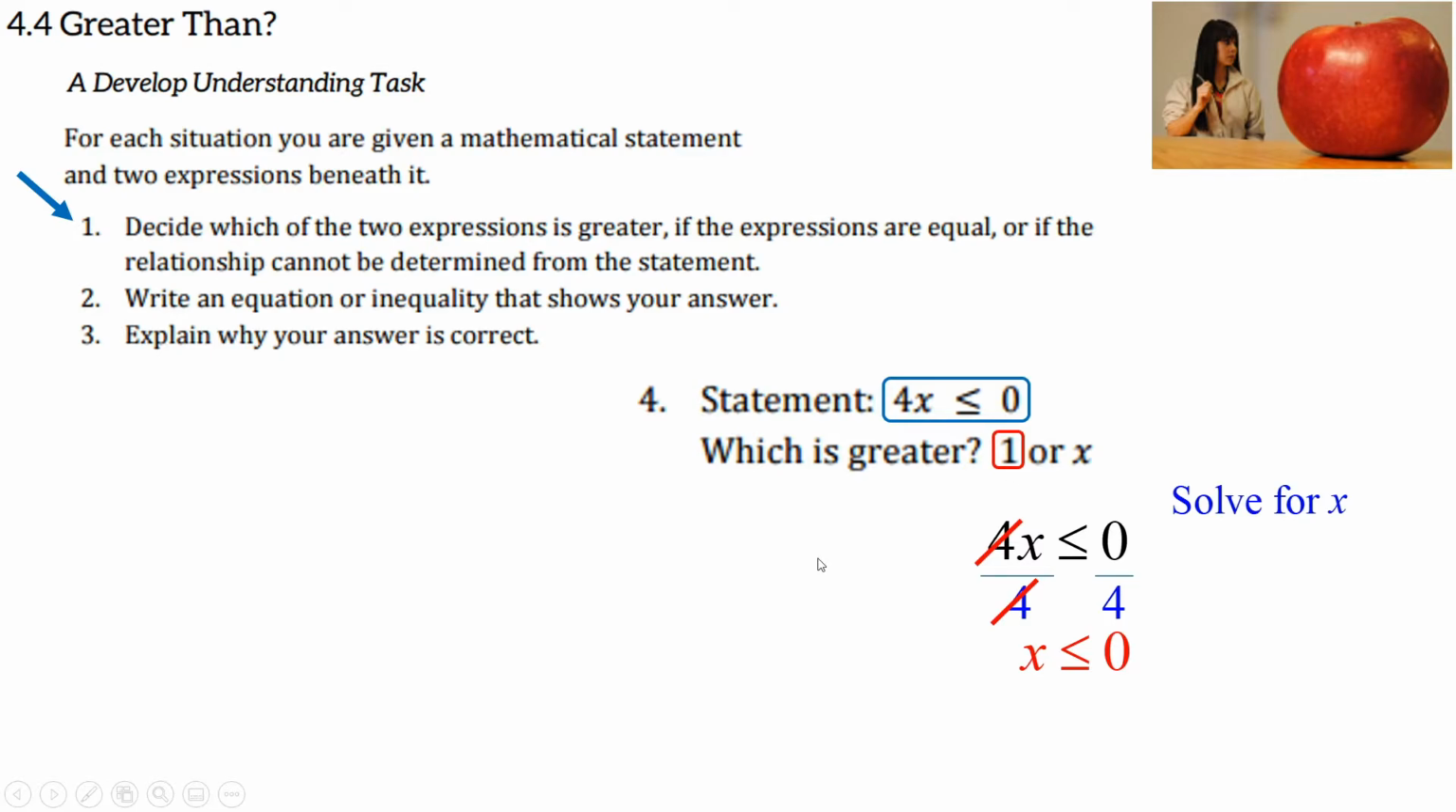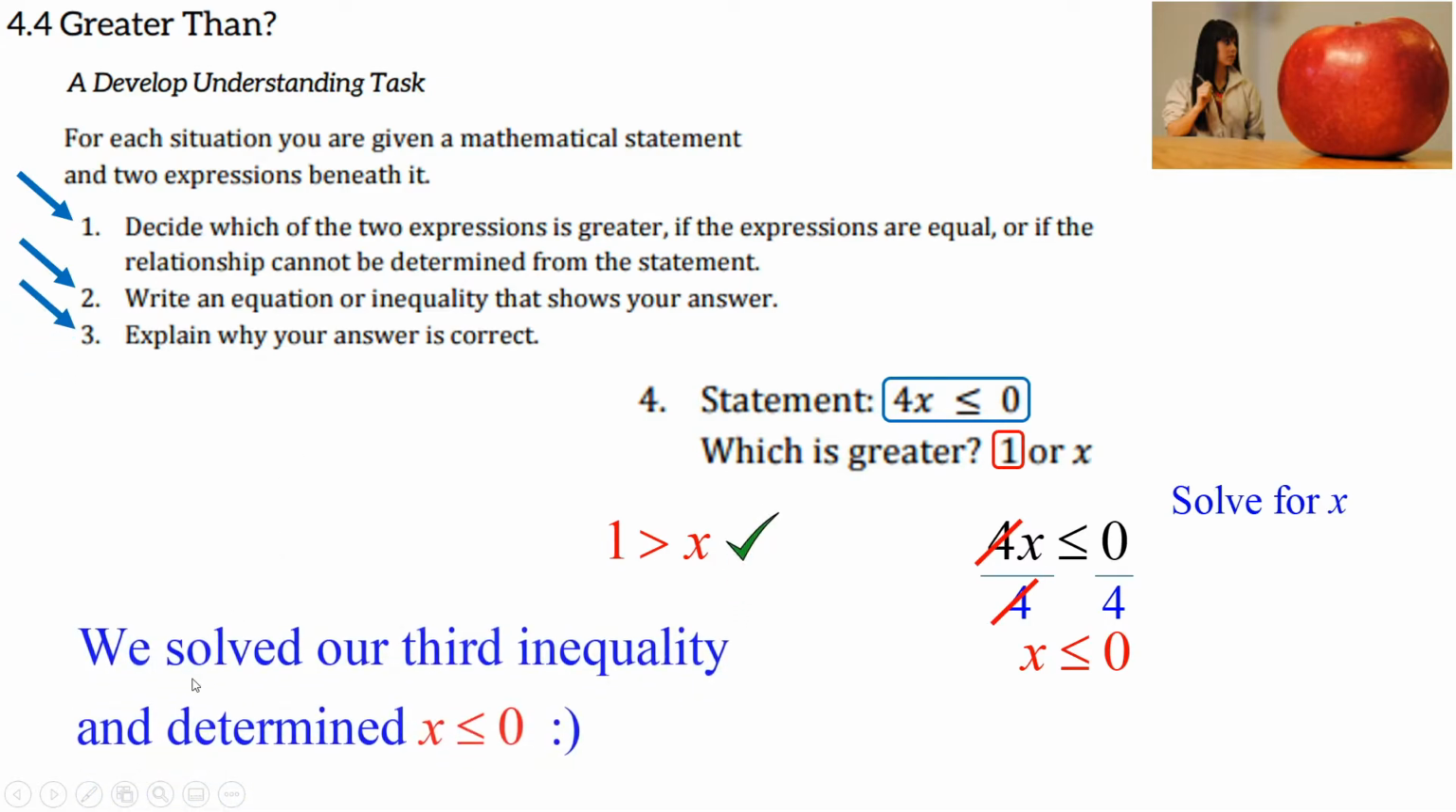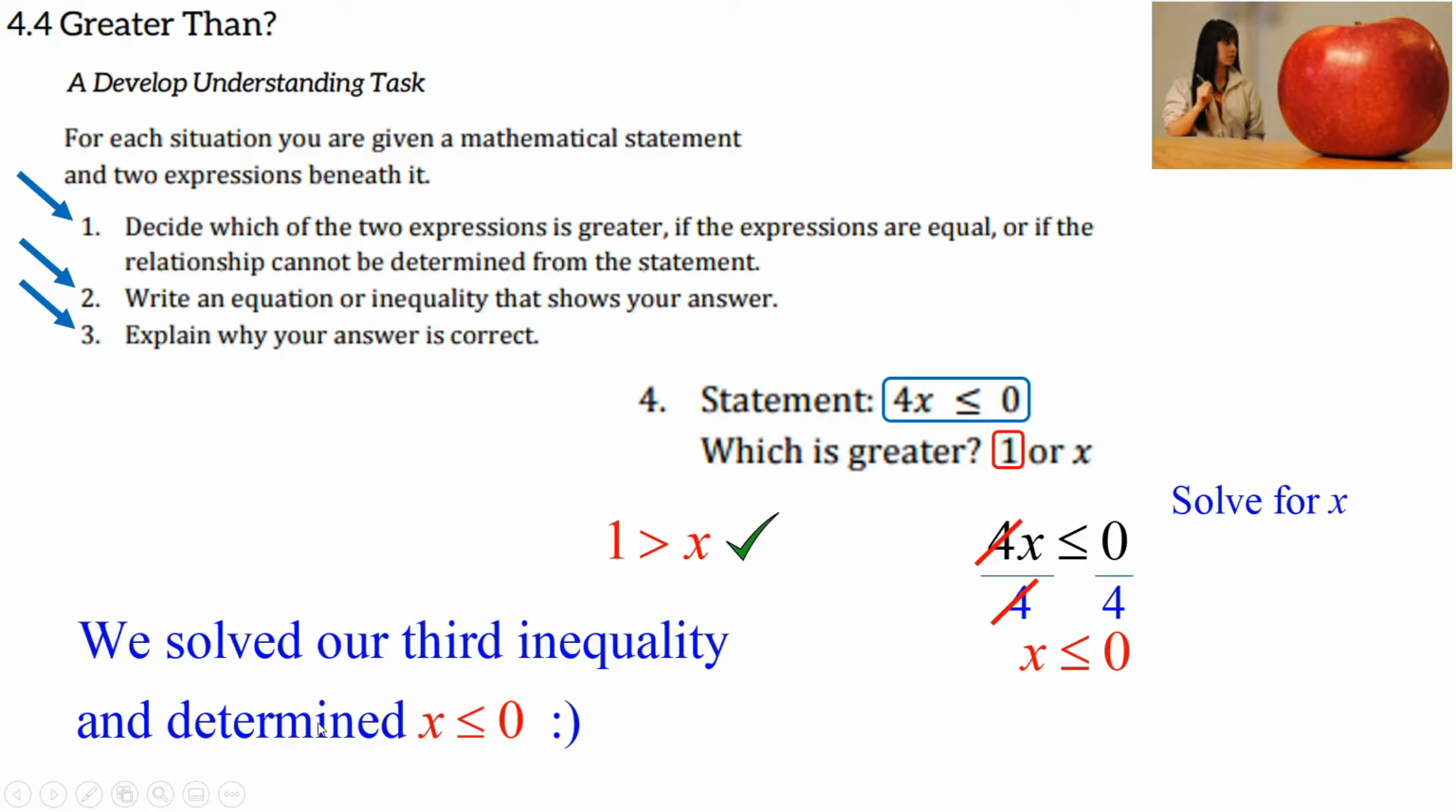Okay, so now write an equation or inequality that shows your answer. So again, we got to go back to which is greater, 1 or x. And we're going to say 1 is greater than x. Explain why your answer is correct. So again, we solved the inequality. We solved our third inequality and determined x is less than or equal to 0. Therefore, 1 would have to be greater than x.